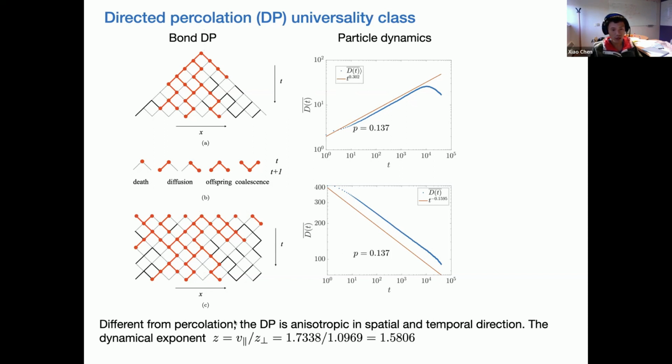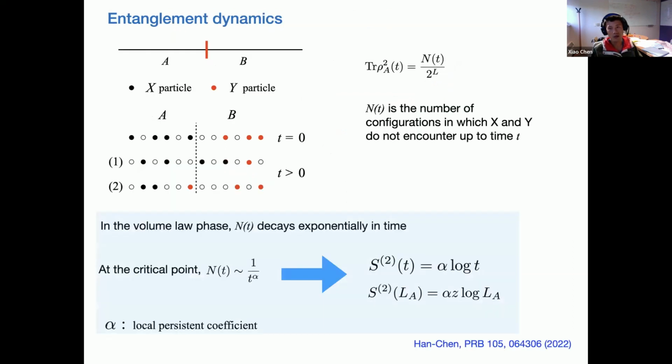Different from percolation, directed percolation is anisotropic in the spatial and temporal directions. So the dynamic exponent z is not equal to 1. It's close to 1.5. So it's a critical system, but it's not conformal because the dynamic exponent z is not equal to 1 here. So let's come back to the quantum case. We now know that this quantum phase transition should also belong to the directed percolation universality class.